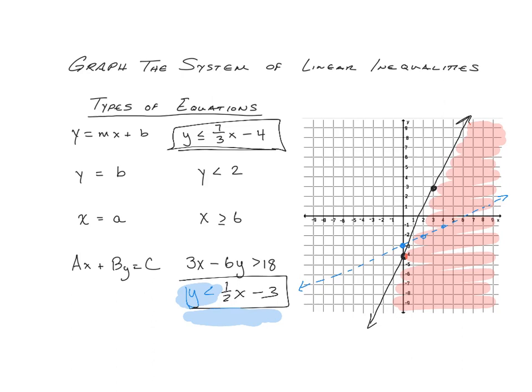I already have solutions to the first line, so I only want to overlap current solutions, because I want dual solutions. So I'm going to shade below the line, right here in this region where shading already exists, and then I'm done. That's it. That's how you graph systems of equations, technically speaking.